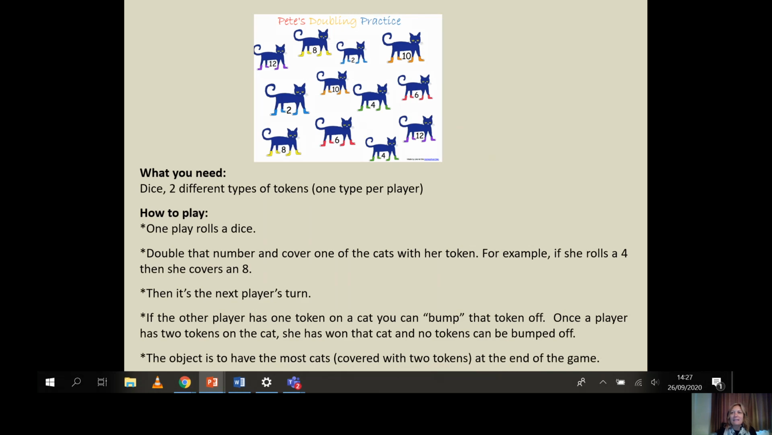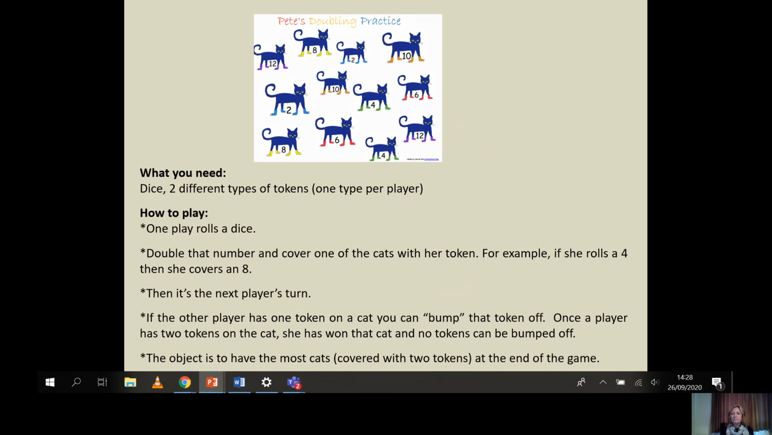Okay, so here's a nice game for you as well. Pete's doubling practice. What you need: for this one, you have dice and some different tokens. One player rolls a dice. They double that number and cover one of the cats with a token. So this is going back to the dice we've just made. If you roll a 4, what's double 4? It's 8. So you cover an 8 with one of your counters.